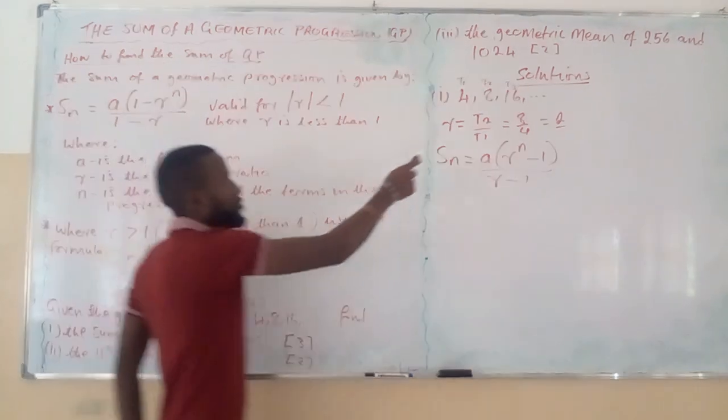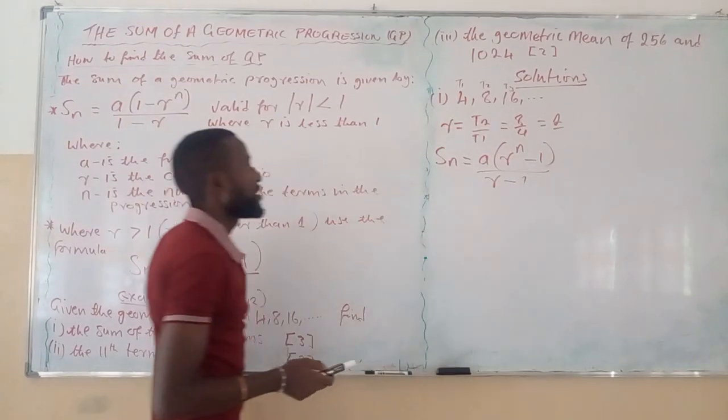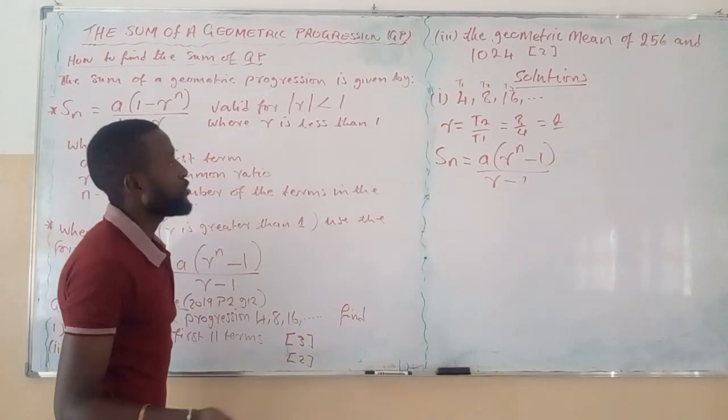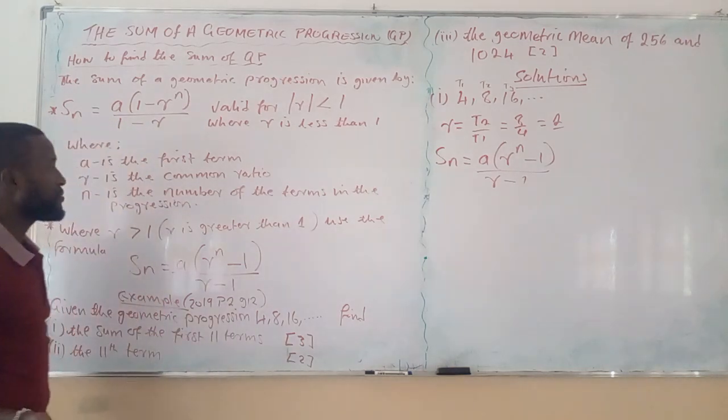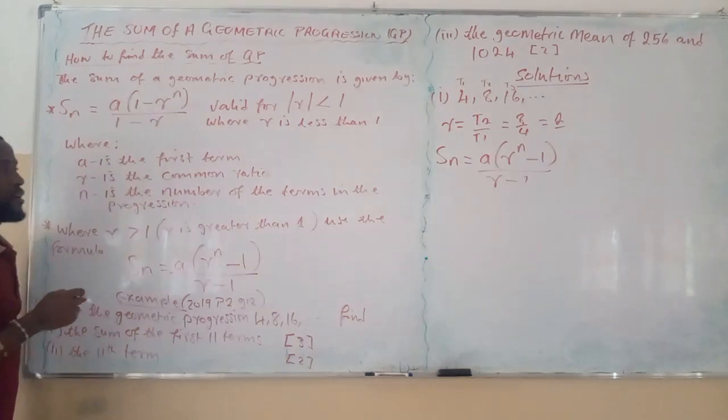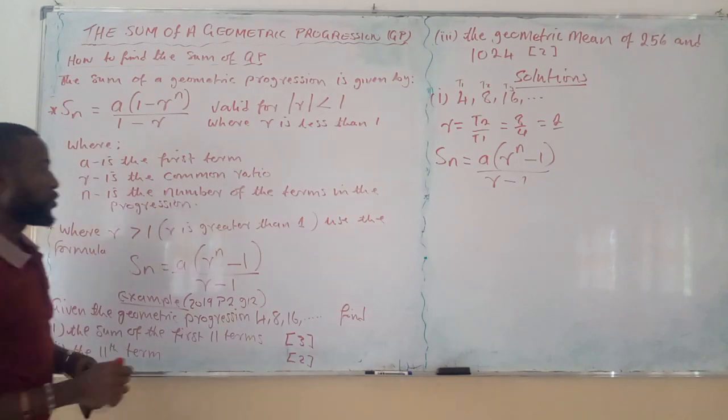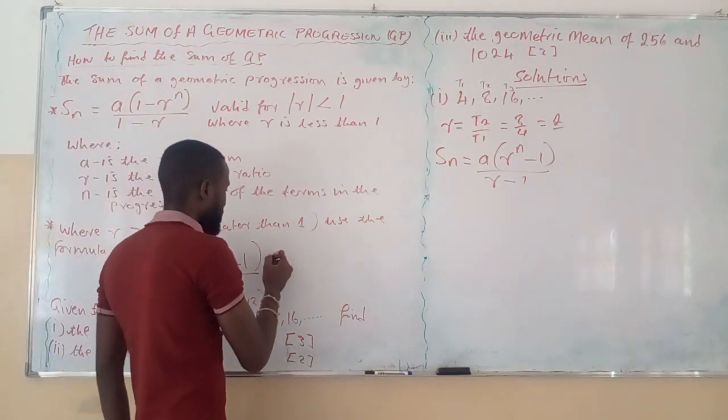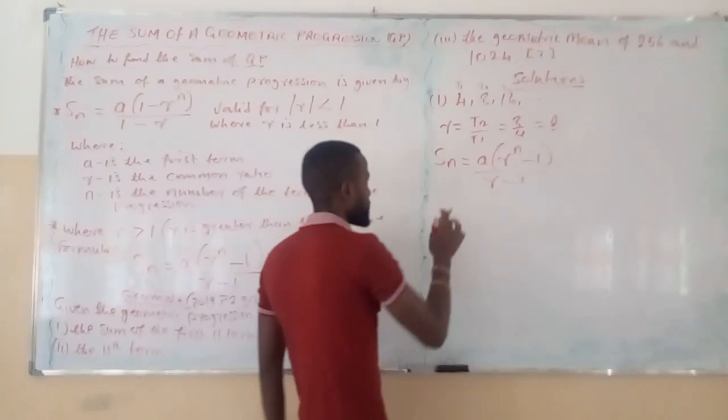If the common ratio was less than 1, or maybe let's say it was 1 over 2 or 3 or 0.7 or something, then it means we use this formula. But in this scenario, this is the one which is going to be used. So let's see how we use it.